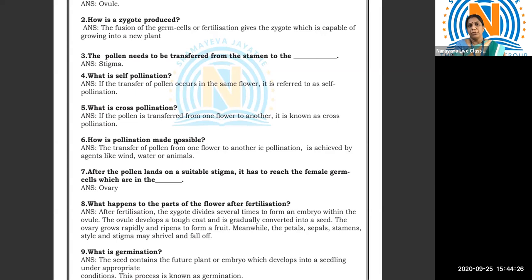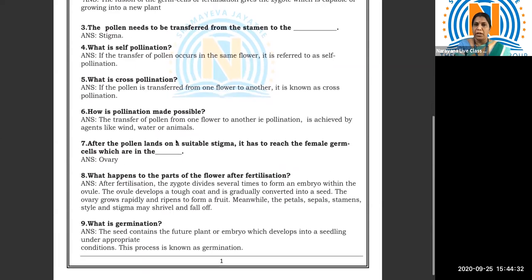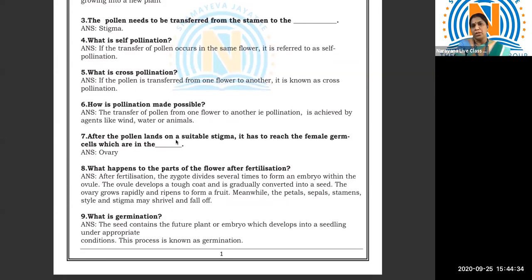Then what is cross-pollination? Fifth question, if the pollen is transferred from one flower to another, it is known as cross-pollination. Sixth question, how is pollination made possible?